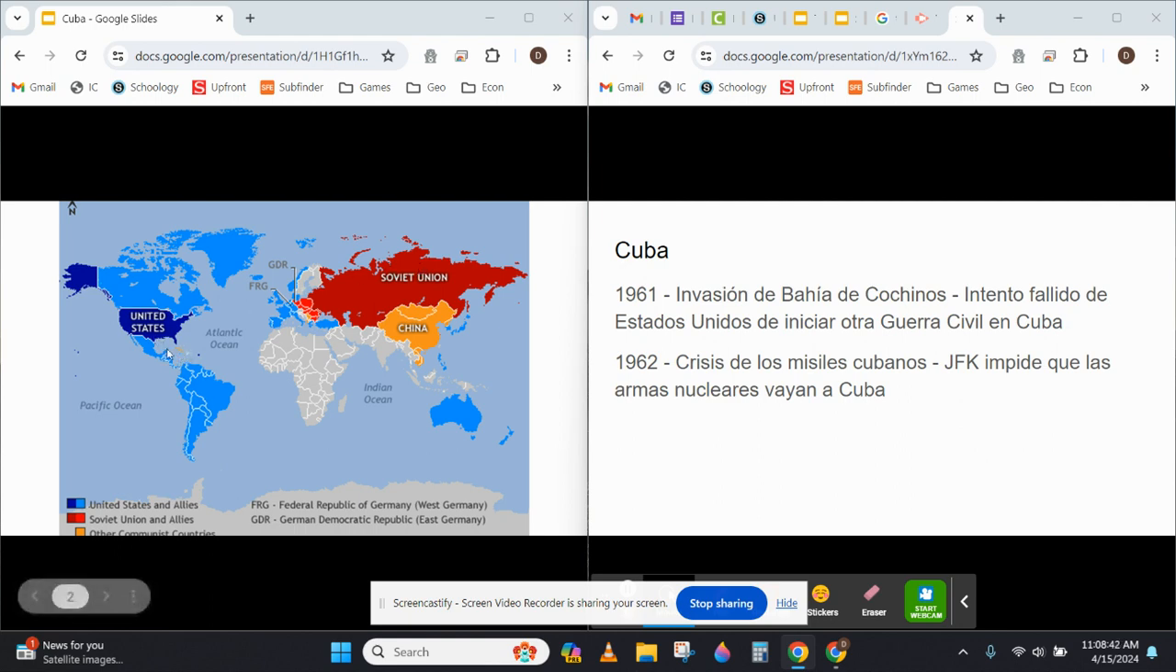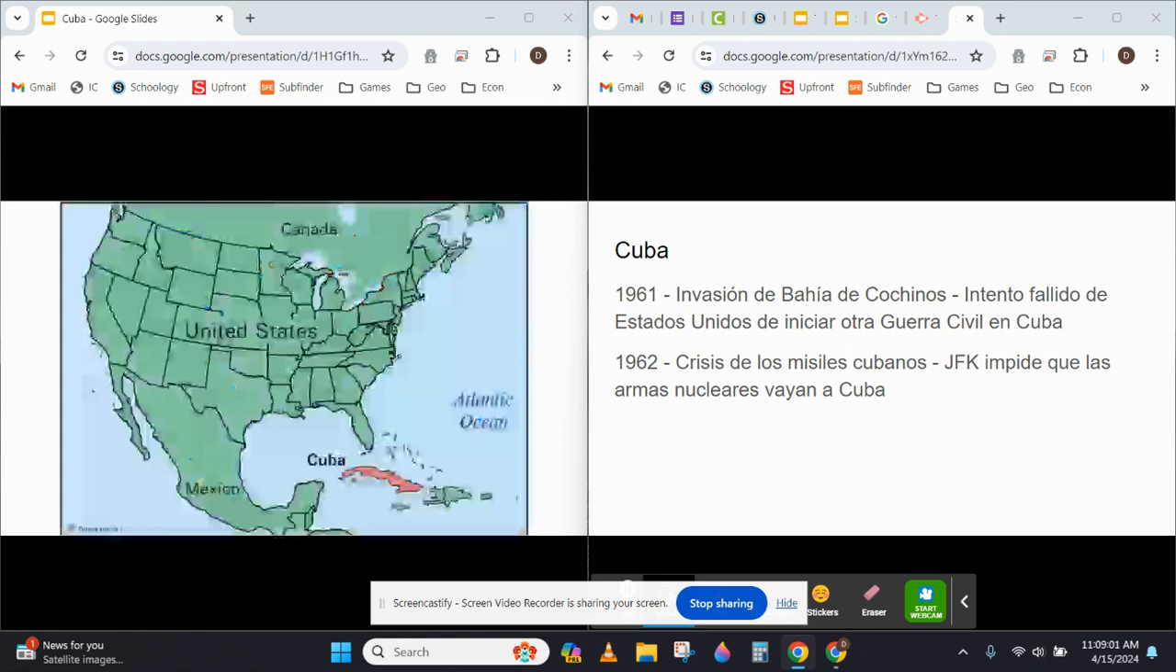The fear is that if Cuba has nukes on it, it could wipe out the United States before we even know what's happening. We wouldn't have time to react. If the Soviet Union gets nukes on Cuba, they win the Cold War. They could launch nukes at the U.S. at any moment. There's nothing we can do in response. So pretty scary.